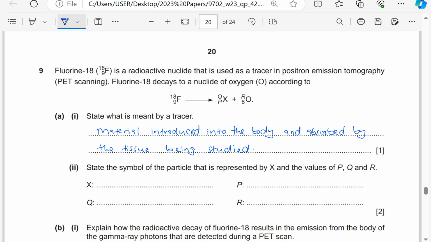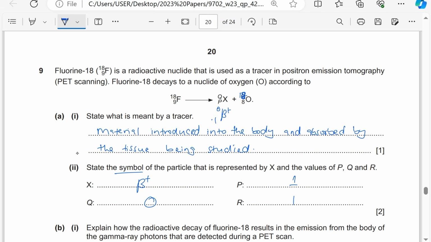State the symbol of the particle that is represented by X and values of P, Q, and R. Of course, this is oxygen, so this is going to be 16. Sorry, this is going to be 18, not 16. This is going to be a positron, which is beta plus. So it is 0, 1. So the other one is 18. So X is beta plus. They said symbol, so it is beta plus. Q is 0 and P is 1.